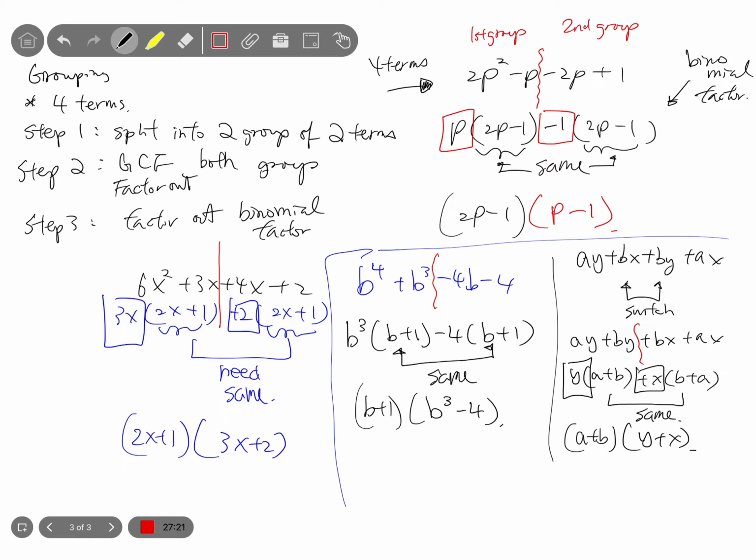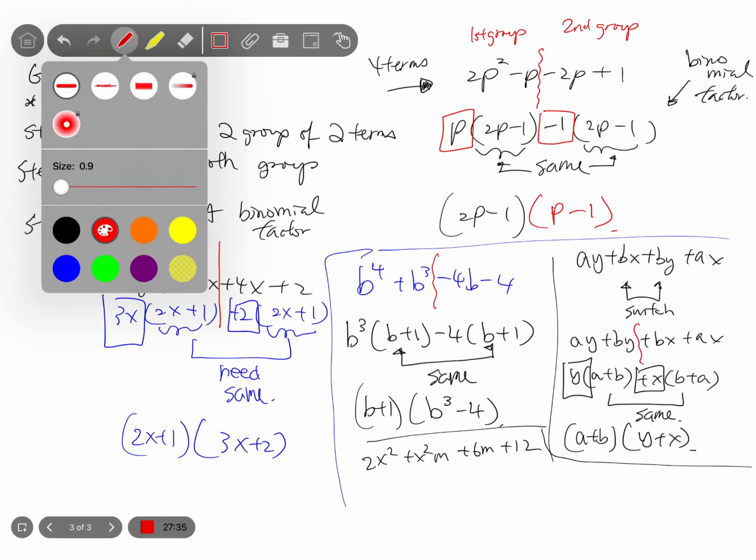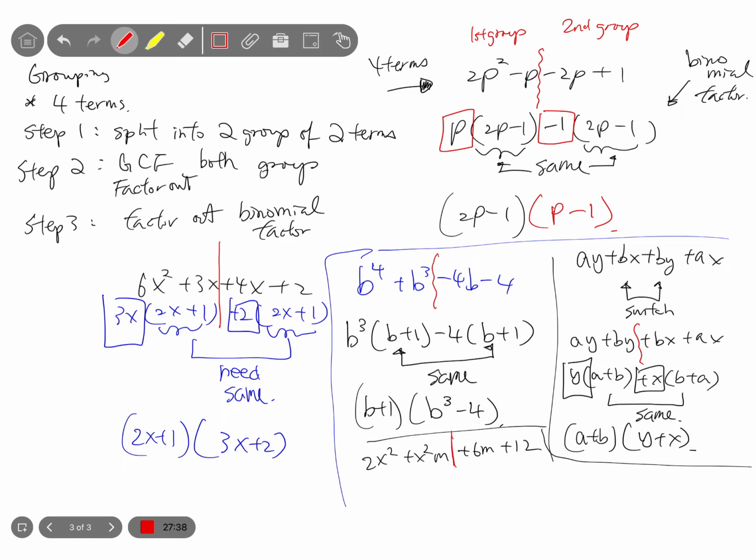Last problem, same issue. You group together the quantity with the x squares. So what I did was I have 2x squared plus x squared m plus 6m plus 12. I can factor out x squared from the first group, and I have 2 plus m. The second group, I could factor out a 6, and now I have m plus 2. So 2 plus m is the same as m plus 2. So I have 2 plus m times x squared plus 6.